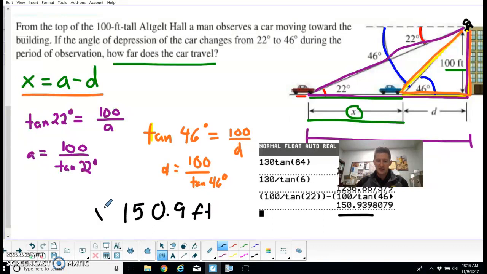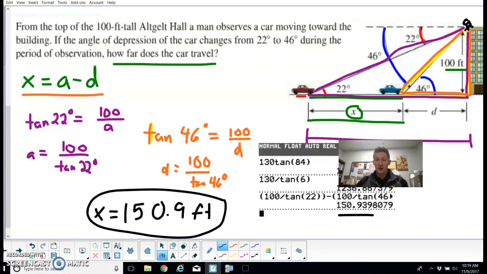So that's what X is equal to, the distance that the car has traveled as that angle of depression has changed. So we're going to cut the video there and then pick up in another one with the other examples.